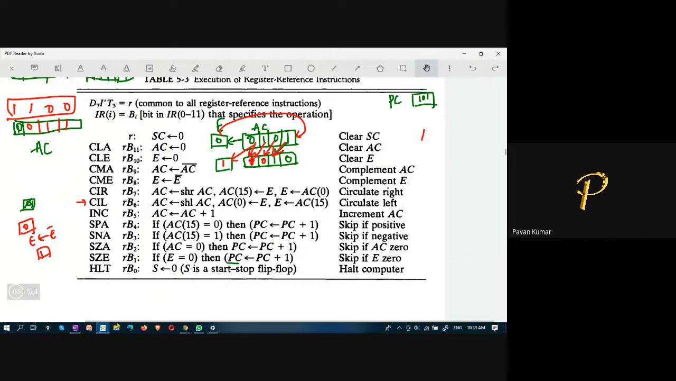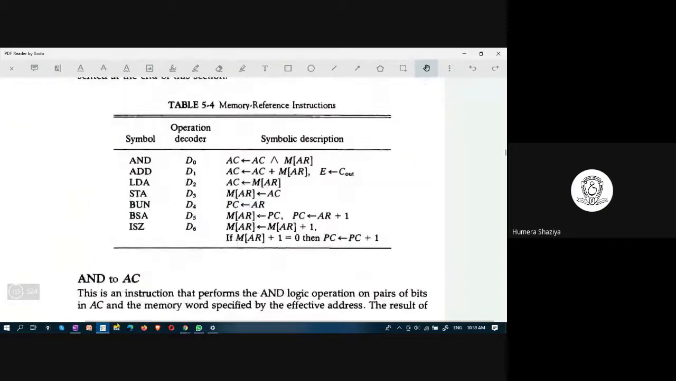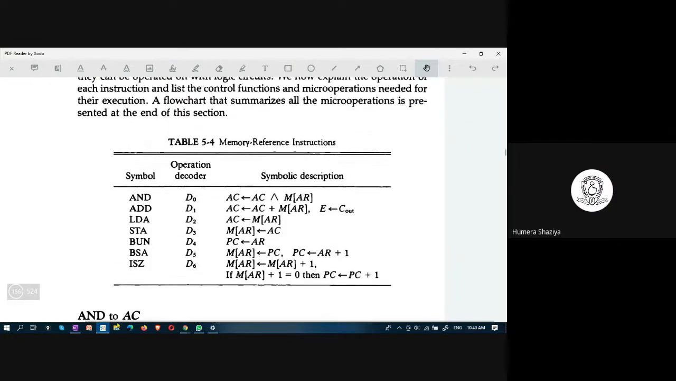So let us go ahead to memory reference instructions. What have we learned? We have learned register reference instructions. Can anyone tell me how many memory reference instructions are there? 7. Why are they 7? Ma'am, as we learnt now, 000 to 110. Yes, very good. That is the right answer, because 000 to 110, that's why we have 7.